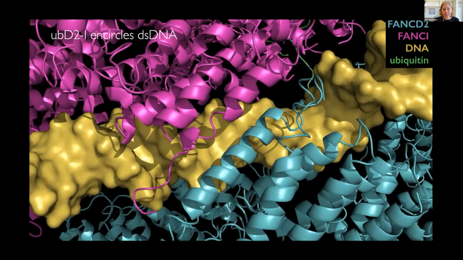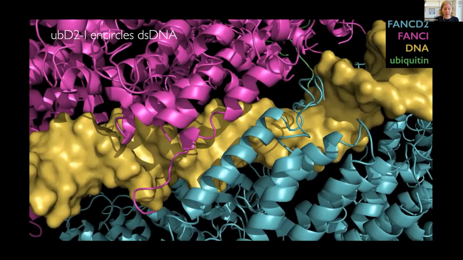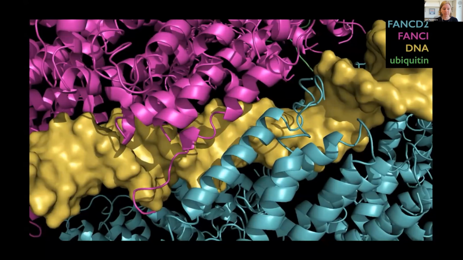The DNA is at a lower resolution than the rest of the map, likely because there's heterogeneity in both the position of the DNA as well as some flexibility. And the repositioned C-terminal domains of D2 and I really contact each other with these alpha helices, as shown here, over top of the DNA.